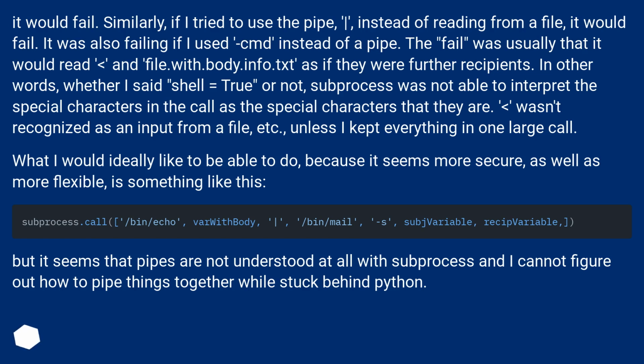In other words, whether I said shell equals true or not, subprocess was not able to interpret the special characters in the call as the special characters that they are. The less-than sign wasn't recognized as an input from a file, etc., unless I kept everything in one large call.